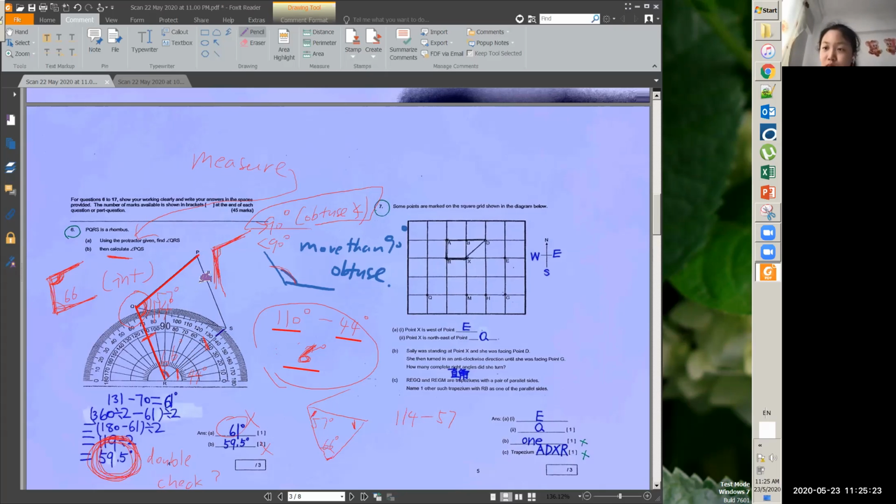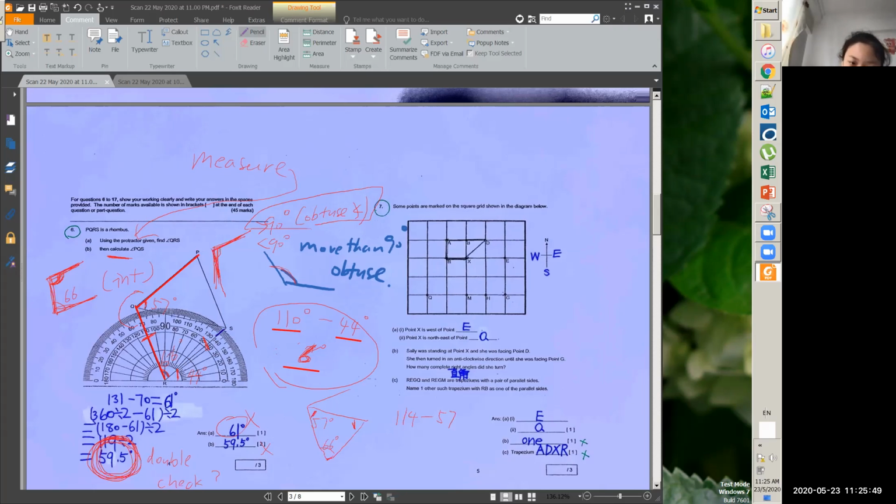So the question you ask yourself is, does it make sense? First thing first, I'm talking about this one. Is this an acute angle? Yes. So your answer is 57. Yeah, it makes sense. That's also one way to see if your answer makes sense or not.